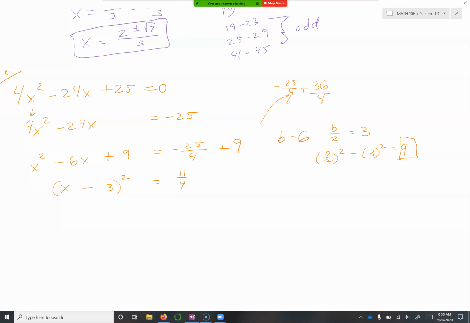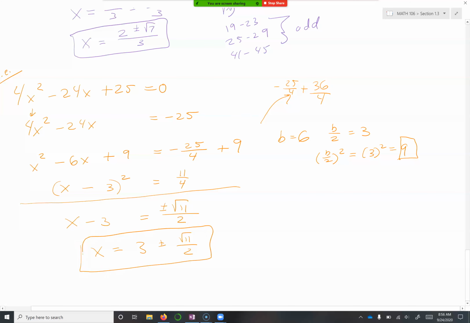All right, what's the next step? Well, once we get to this stage, now we're reverting back to method 3, where it's the square root method. So we take the square root of both sides. This becomes x minus 3. And the right-hand side becomes plus or minus the square root of 11 over, now I could take the square root of 4, so I get a 2. And then it's just solving for x at this point. So here's what we'll have: 3 plus or minus the square root of 11 over 2. And you could leave the answer as that. So that's completing the square.